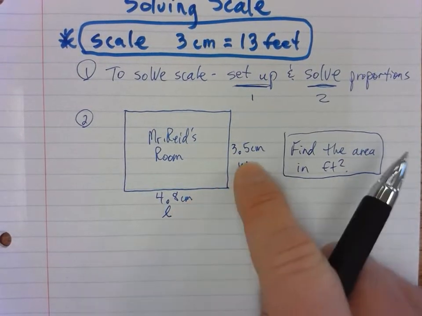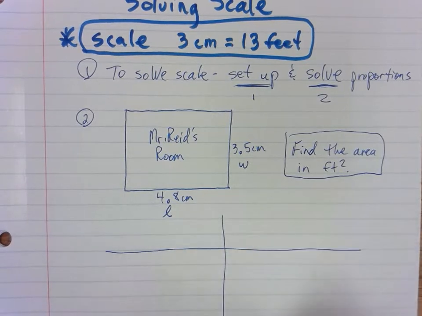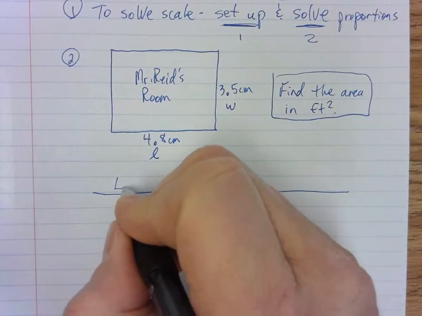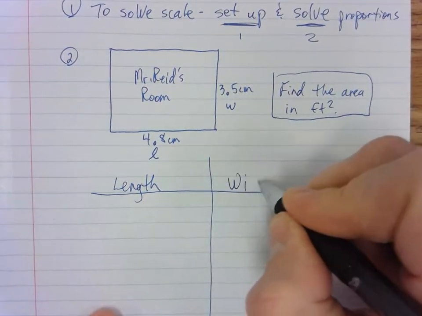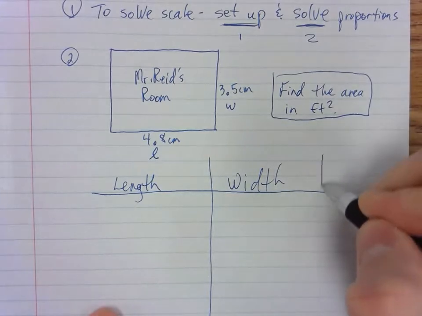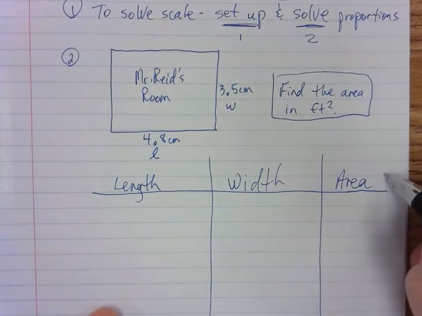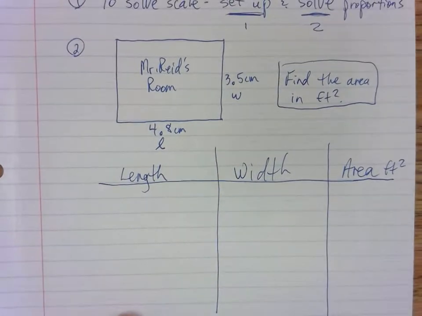So I'm going to have to set up 2 proportions. All right, so I'm going to set me up a little T-chart down here. You know how I like T-charts. Over here on the left, I'm going to do the length one, and over here on the right, I'm going to do the width one. And then lastly, once I get that figured out, I will find the area, which of course is going to be in square feet. All right, so we got to do two proportions.